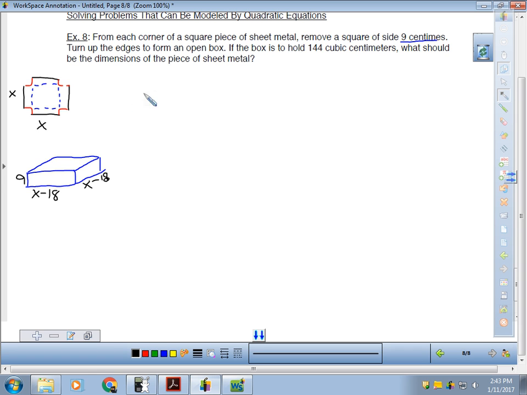So knowing that we have these three dimensions, we could write an equation for the volume of this box. The volume of any rectangular prism is length times width times height. So for this problem, that would be x minus 18 times x minus 18 times the height of 9.